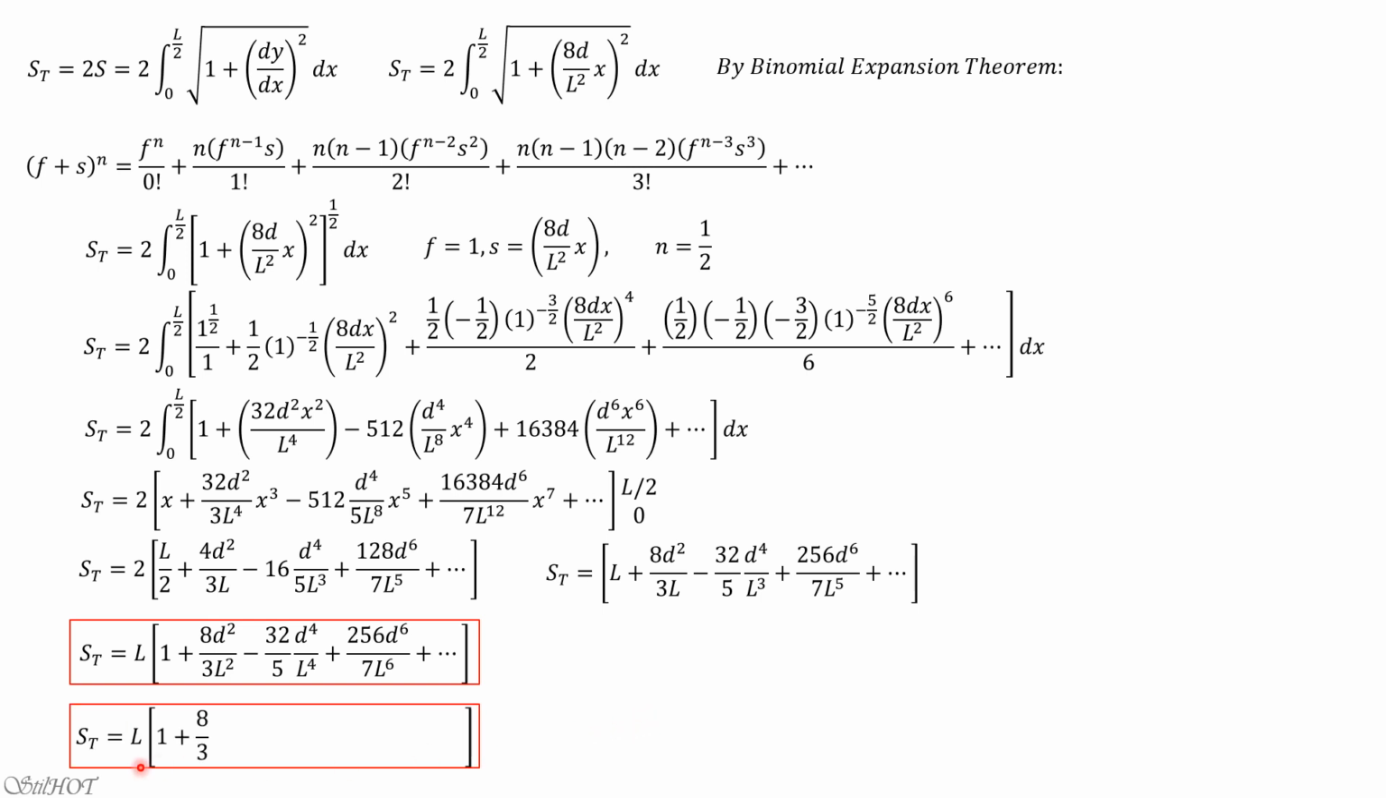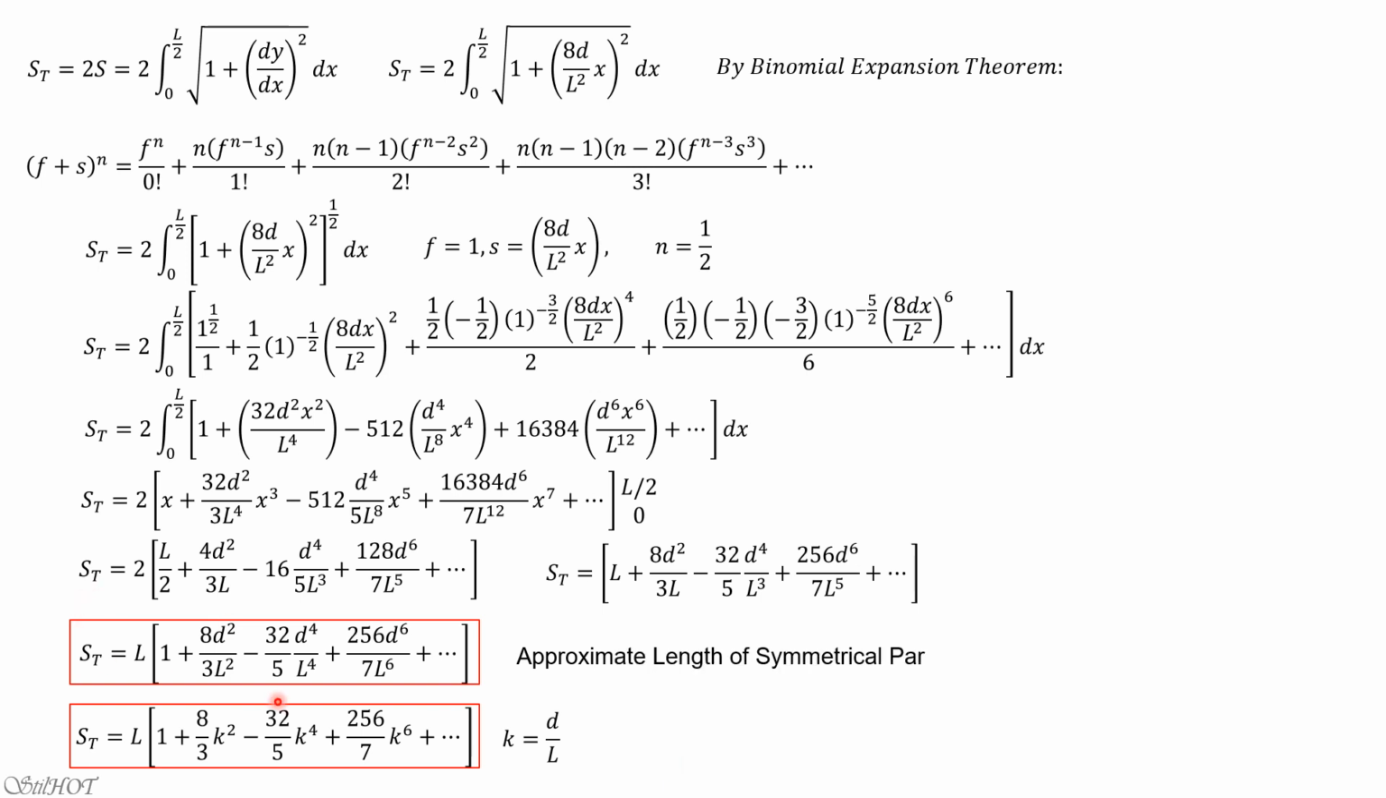And to easily recall it or memorize it, we replace d over L as k so that we can reduce it to length total equals L quantity 1 plus 8 thirds k squared minus 32 over 5 k to the 4th plus 256 over 7 k to the 6, where d over L is denoted by k. So these are the two approximate formulas for the length of the cable.